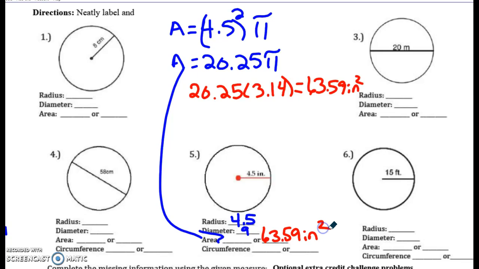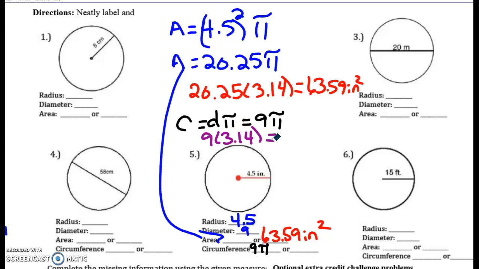Now, I also have the information that I need to find the circumference of this circle. To find the circumference, I would just multiply the diameter times pi. The diameter is 9, so that means that my circumference is 9 pi if I'm trying to find the exact circumference. But I also need to go back and calculate the approximate. So to find the approximate circumference of the circle, I just need to multiply 9 times 3.14, and when I do, I get 28.26. Circumference, my unit is just inches.